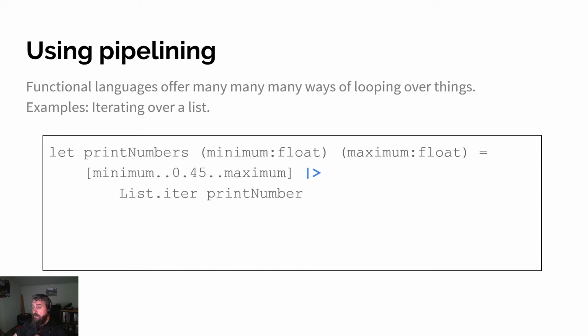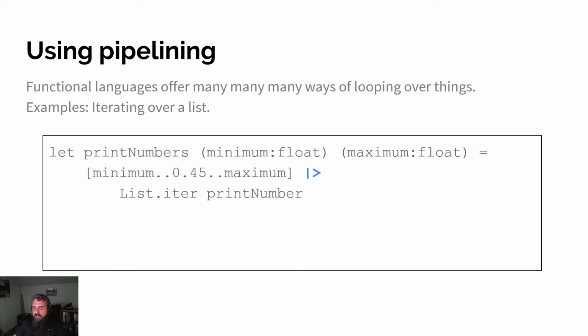just like if you were using some sort of bash scripting or things like that, you pipeline things into it. So what we have done here is we've taken the initial list that we're constructing with the minimum and maximum, we're stepping over it with 0.45 as our step, and then we're going to list iter over that. For each one of these things in this minimum to maximum list, that is the parameter that gets passed as the last one to the list iter, print number. And that's how it works.